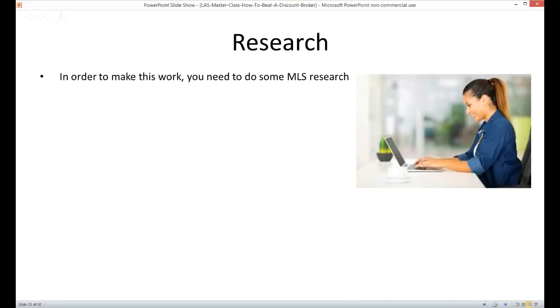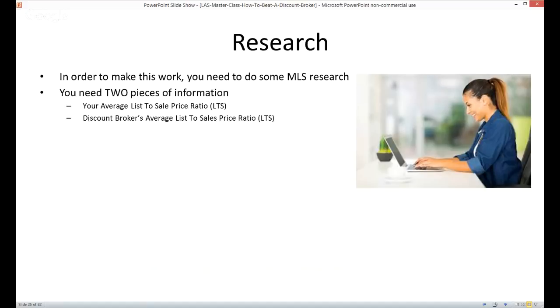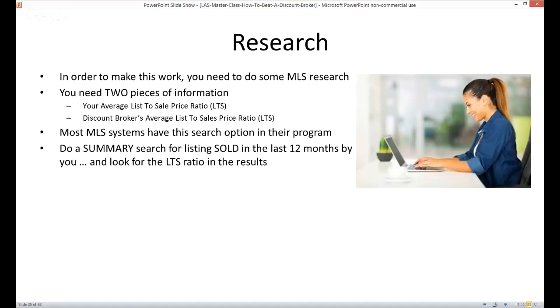Now, how do you do this? First of all, you got to do some research in order to make this work. You got to jump into the MLS, and you need two pieces of information, right? You need your average list to sales price ratio, that LTS, and you need your discount broker's average list to sales price ratio. So you're going to compare yourself to the discount broker on the LTS. Now, most MLS systems already have the search option in their program now. So you're going to do a summary search for listings sold in, say, the last year, so say the last 12 months by you, and then also going to look for the LTS in those results.